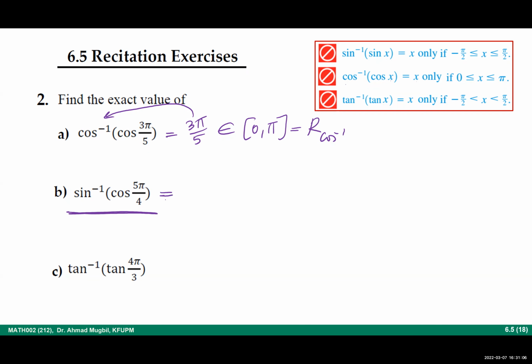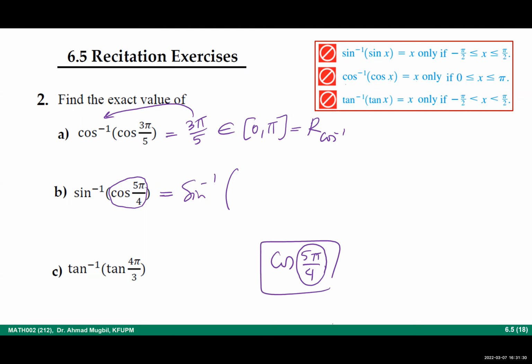To do this, you need to evaluate what is inside. This is the usual cosine, and you know how to evaluate it. So this is cosine 5 pi over 4. Remember, this question is from chapter 5. How do we evaluate cosine 5 pi over 4? You need to ask yourself in which quadrant it is, what the reference angle is, and what the value is. At the end, we need the value of this.